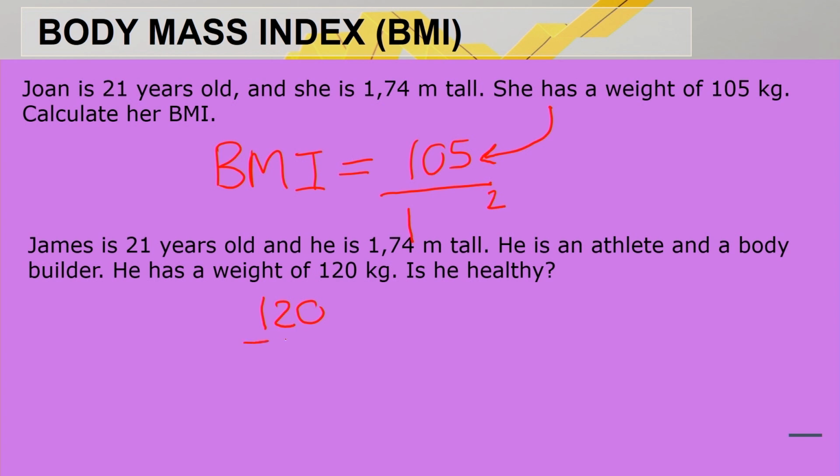120 divided by 1.74 squared. And then if we put that into our calculators, 120 divided by 1.74 squared is 39.64. Now this shows us that James, according to his BMI, is morbidly obese. But is he healthy? Yes, he is healthy.